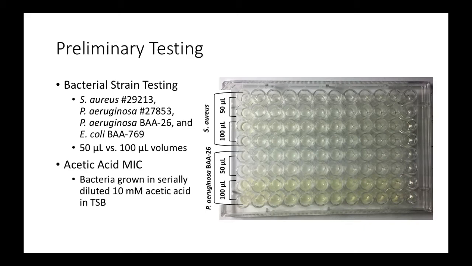The image shows the plate set up for these trials. Note that at the 100 microliter volume for P. aeruginosa, the color of the wells is green. This is because P. aeruginosa has the ability to quorum sense. Because the AMPs get resuspended in 10 millimolar acetic acid, I ran the acetic acid MICs to determine if acetic acid had an effect on bacterial growth. Bacteria was grown in a 1-to-1 ratio of serially diluted acetic acid and TSB, and after incubation, absorbance was read at OD 600.